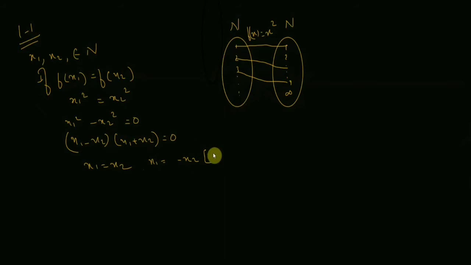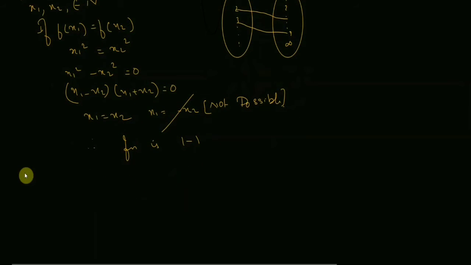This is not possible because x1, x2 belong to the set N of natural numbers. So x1 = −x2 is not possible. So x1 = x2. So we have proved that if f(x1) = f(x2), then x1 = x2. Therefore the function is 1 to 1. So 1 to 1 means it is injective.